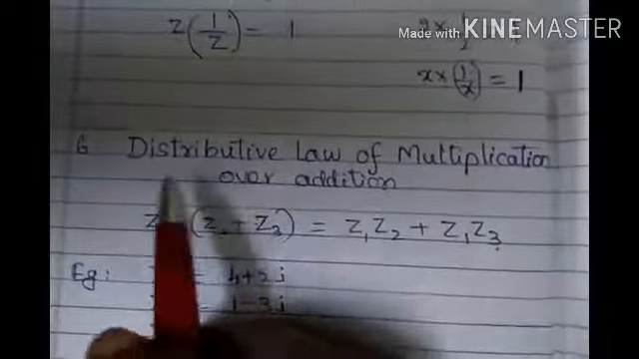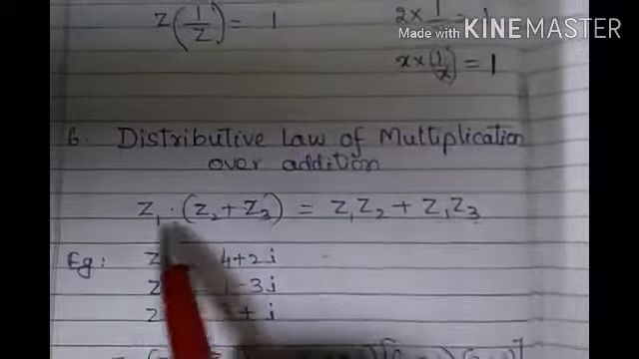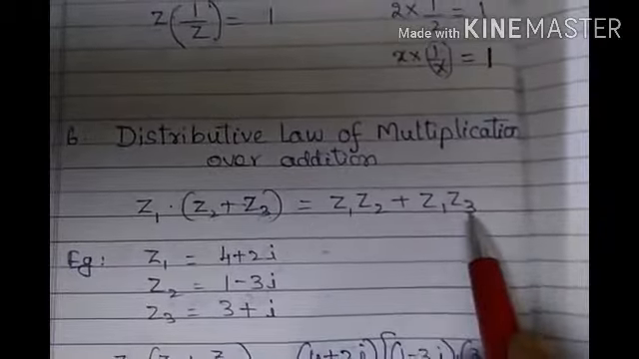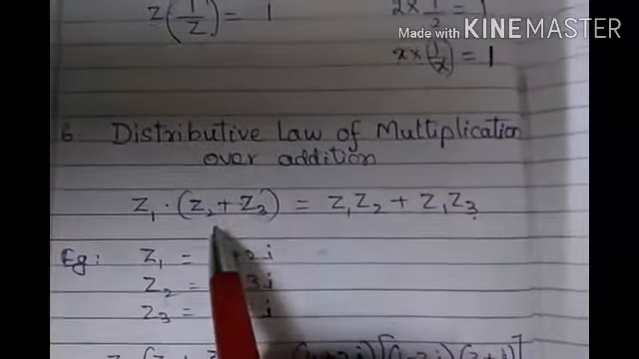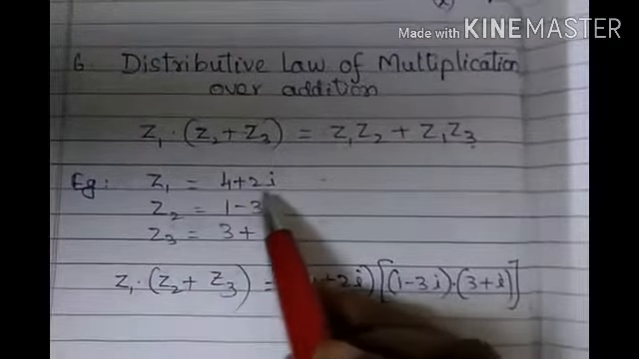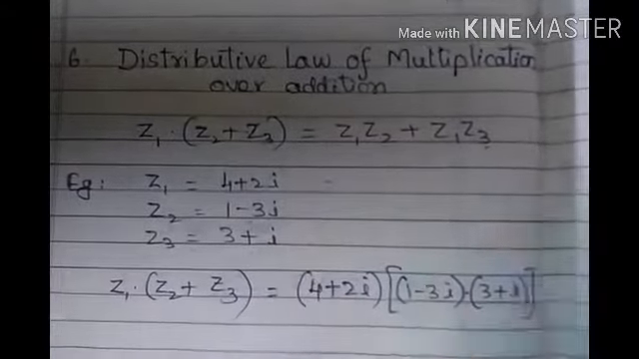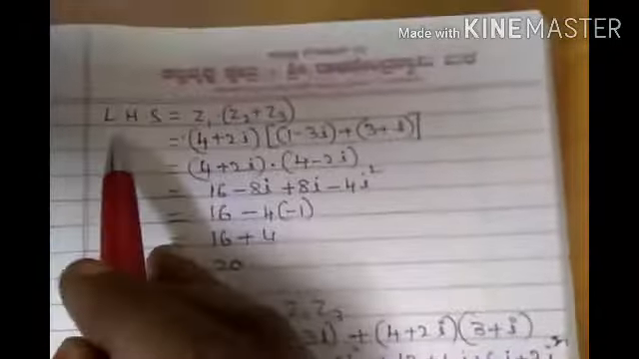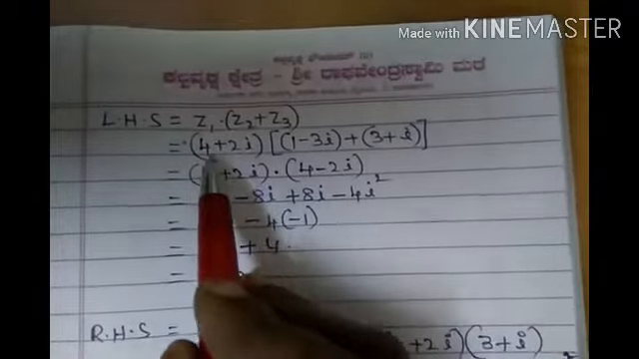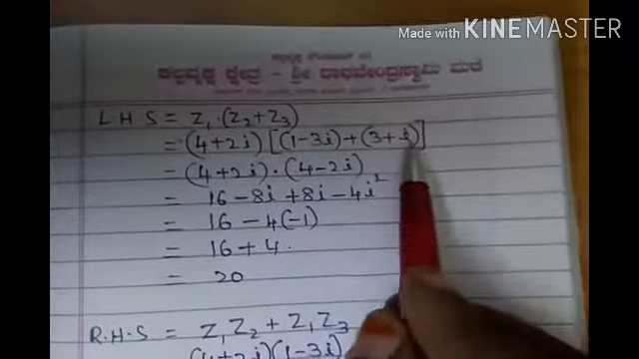Next one is distributive law of multiplication over addition. This is Z1 into (Z2 plus Z3), which is equal to Z1 Z2 plus Z1 Z3. Let us take an example to discuss this property. Z1 is equal to 4 plus 2i, Z2 is equal to 1 minus 3i, Z3 is equal to 3 plus i. LHS: Z1 into (Z2 plus Z3). Z1 is 4 plus 2i and Z2 is 1 minus 3i plus Z3 is 3 plus i.